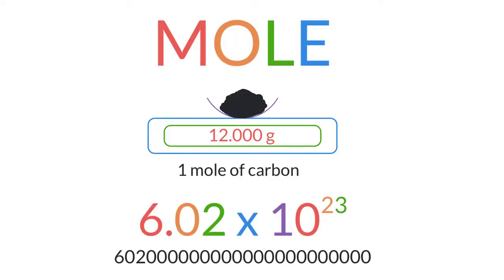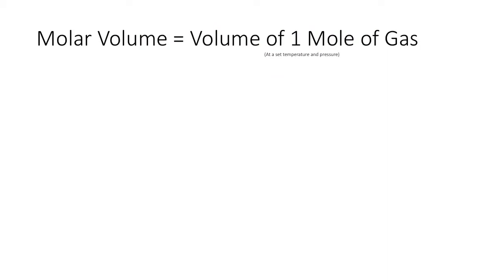So the mole is just a word to represent a set number of atoms or molecules. Just the same way as a couple means 2 and a dozen means 12, a mole represents a fixed number of atoms or molecules. So the molar volume is the volume of 1 mole of gas. And when we're looking at molar volume, we always give a temperature and pressure. This is because gases expand or contract depending on the temperature or pressure around them.